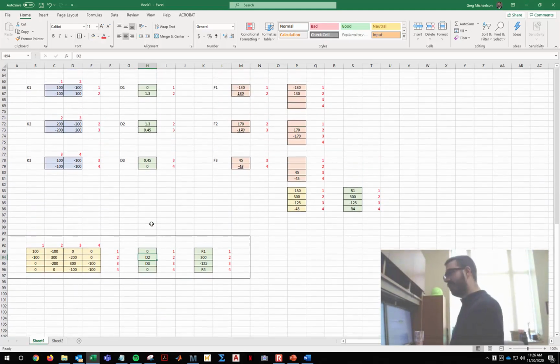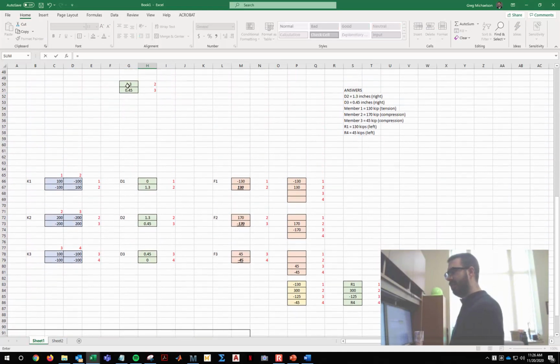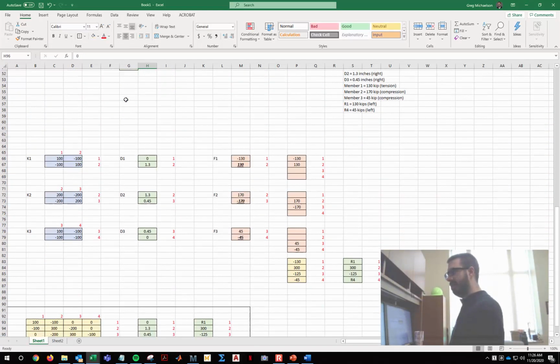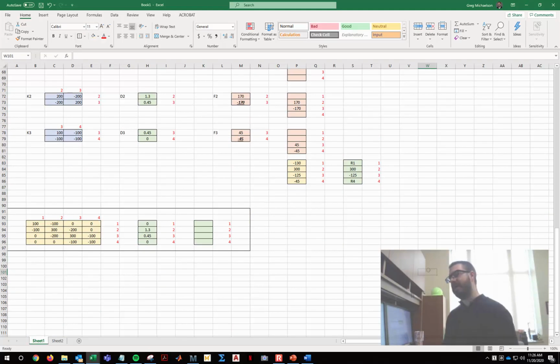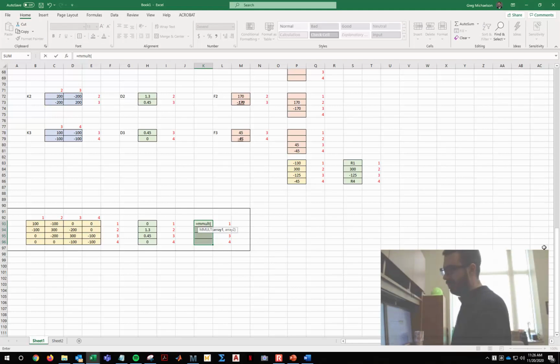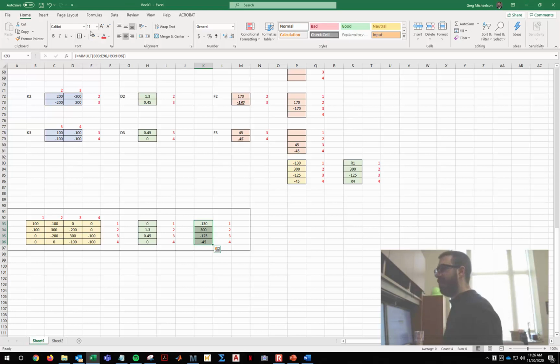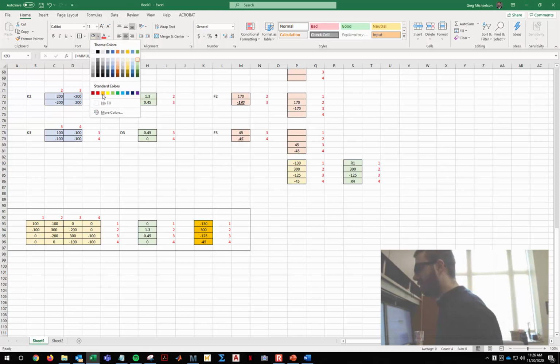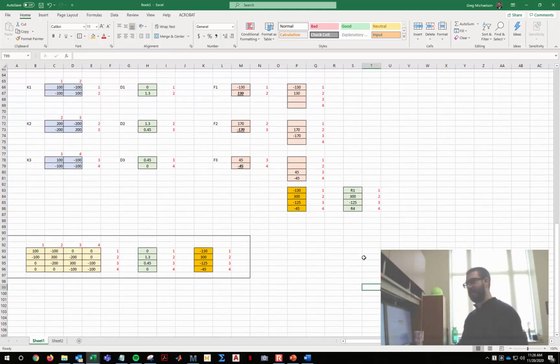Well, the displacement vector we had already figured out, right? D2 is that, D3 is that. Let me get rid of that. So here's our system level stiffness matrix, here's our system level displacement vector. One of the things you can do is you can say, let's just multiply those. Close, Control Shift Enter, and see how we're getting the same answer. Let me use some colors here. So that and that. We're getting the exact same answer in both instances.